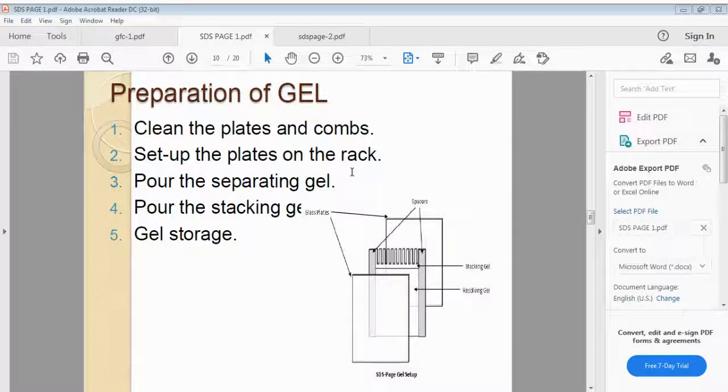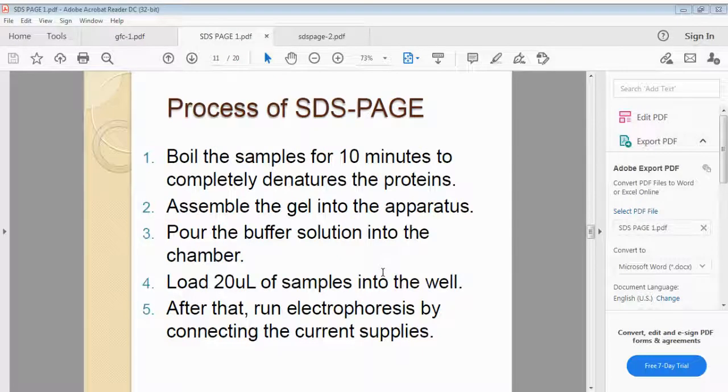Okay, the plates are set up like this by using a spacer, and the gel is poured in between the plates. And above you have to prepare two different types of gel. One is the separating gel and the other one is the stacking gel, and you have to place the comb, which is used to make the well in the stacking gel. You can prepare the gel ahead 1 or 2 days back, and you can store it, or pre-prepared gels are also available in the market commercially.